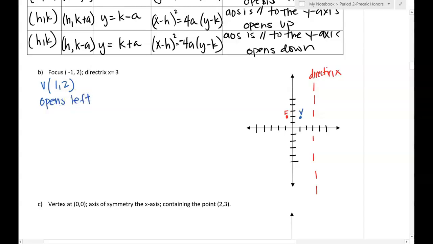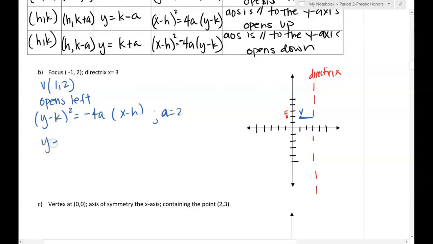Okay, then if it opens to the left, let's go and see if we can write down the formula. The formula is going to be y minus k squared equals -4 times a times x minus h. Now let's find what a is. Remember, a is the distance between the focus and the vertex, or the vertex and the directrix, okay? And it looks like it's 2 units. So this here is 2 units. So a equals 2.